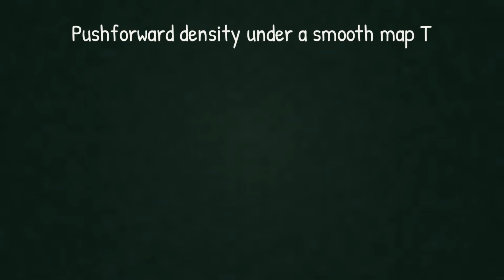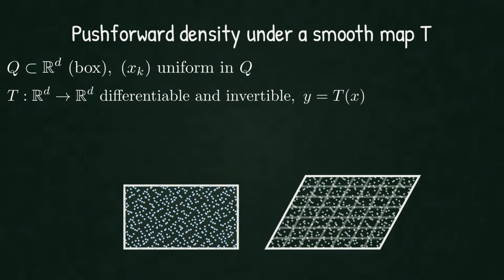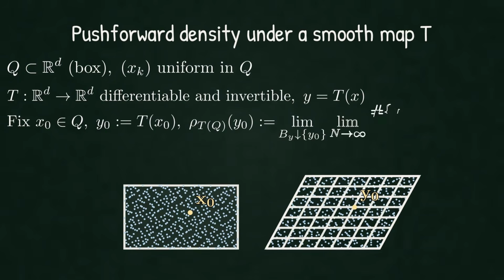Now, what happens to density under a transformation? Start with a uniformly distributed sequence in Q. Apply a smooth invertible map T. The image points are not uniformly distributed in T of Q. So fix a point x0 in Q with image y0 equals T of x0. What's the density at y0? We take the same limit, shrink a box around y0 in the image space, and compute the density there.